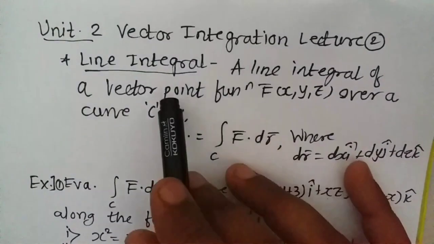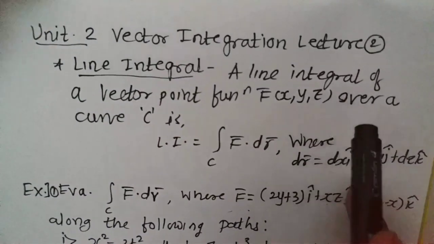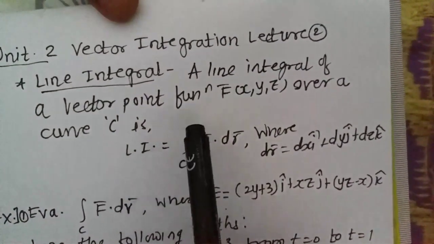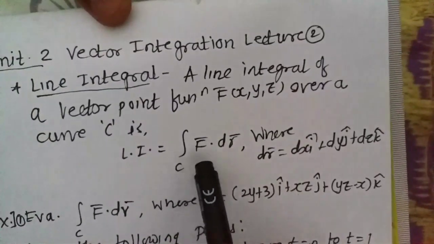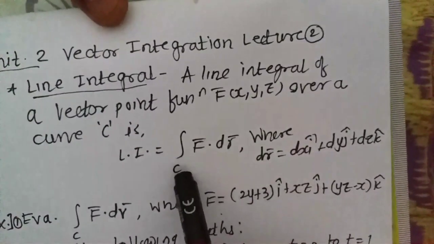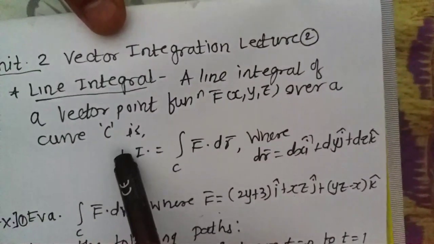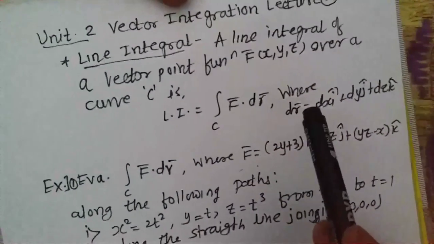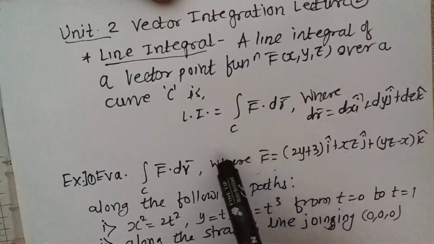A line integral of a vector point function f bar of x, y, z over a curve C is given by: line integral equals integral over C of f bar dot dr bar. This is the notation. This type of integral is called a line integral, where f bar is a vector point function f bar of x, y, z, and dr bar is dx i plus dy j plus dz k. We discussed this in the previous class also.